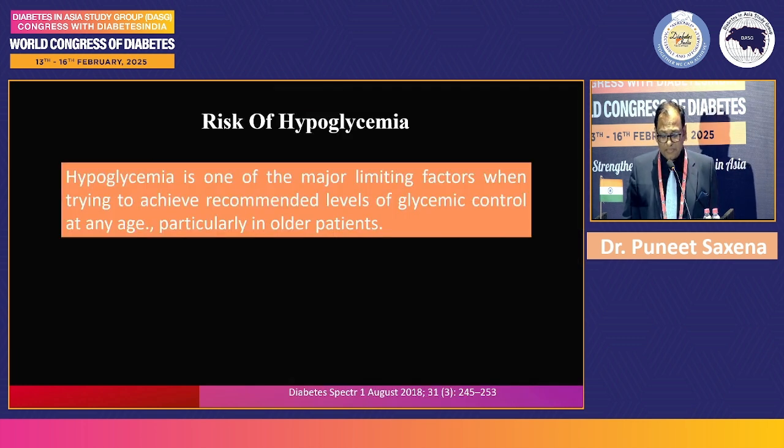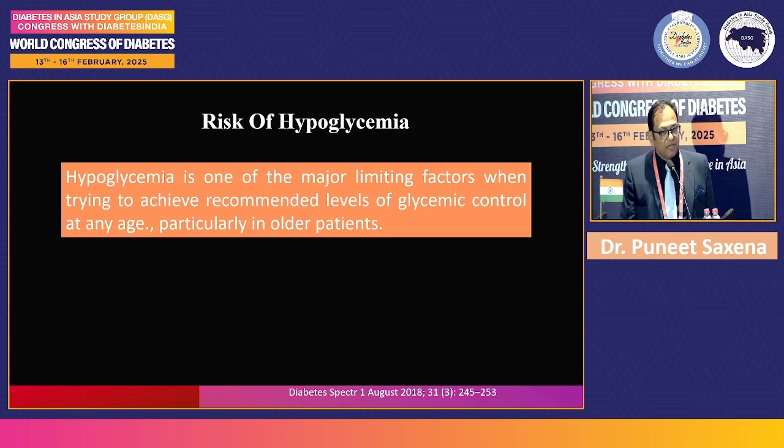Coming to hypoglycemia, it's one of the major limiting factors when trying to achieve recommended levels of glycemic control at any age, but this becomes of paramount importance in older age. A single episode of hypoglycemia will ruin the patient forever.